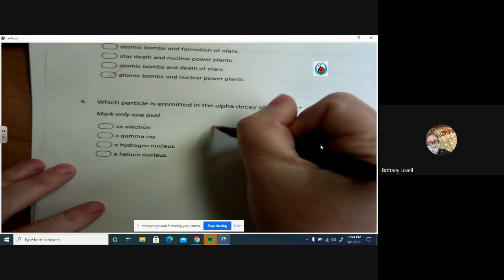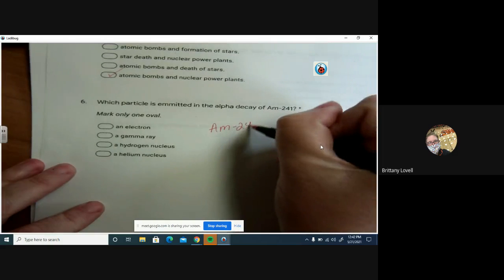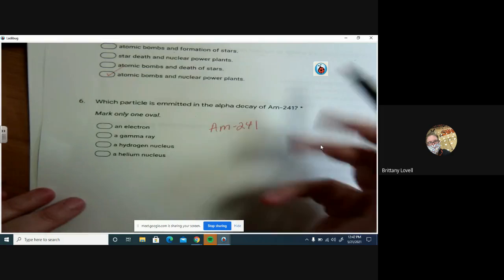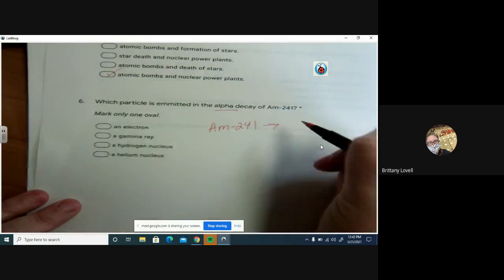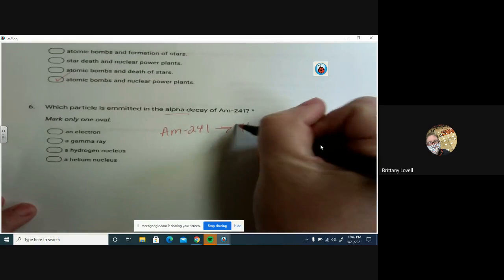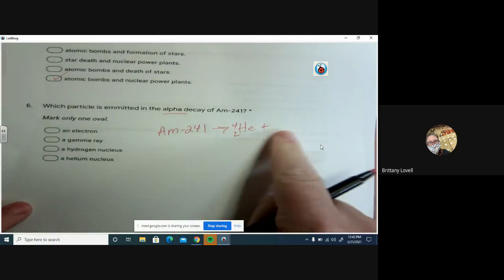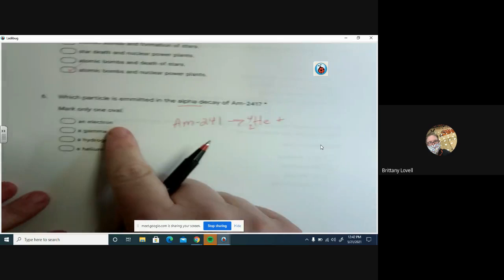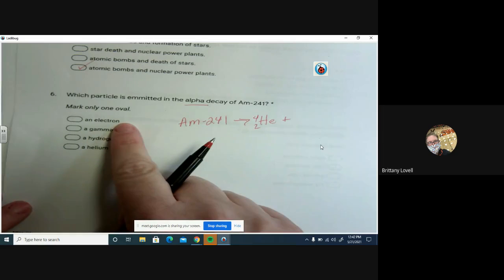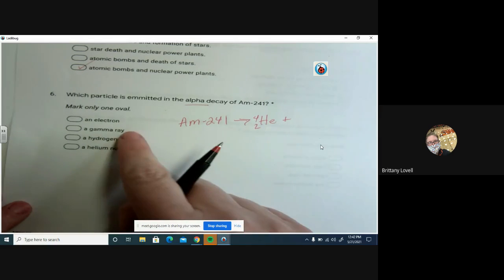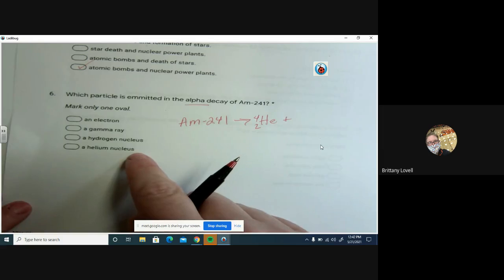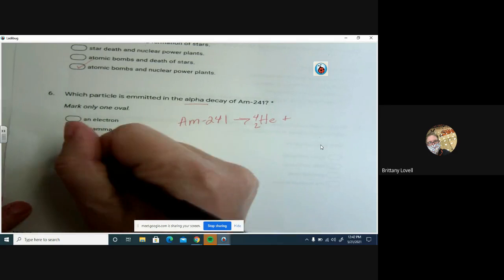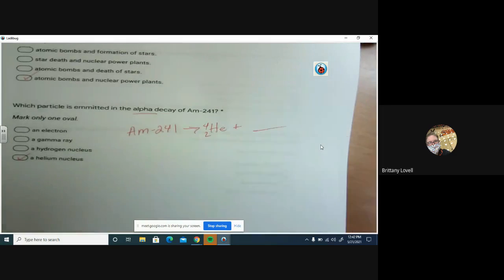Okay, number 6, which particle is emitted in the alpha decay of americium-241? So you would have to find americium-241 on the chart and think, what is alpha decay? So we know it's going to produce a helium particle if it's alpha decay plus another nuclide, okay? But already, if you look at this, the only choices here are going to be electron, gamma, hydrogen, or helium. The one that you're looking for is helium, okay? And then you would just use the periodic table to figure out this other part.